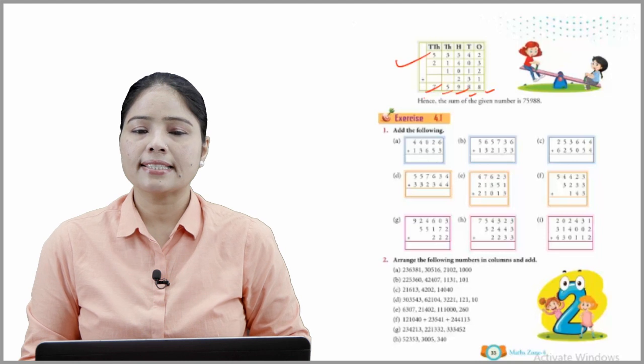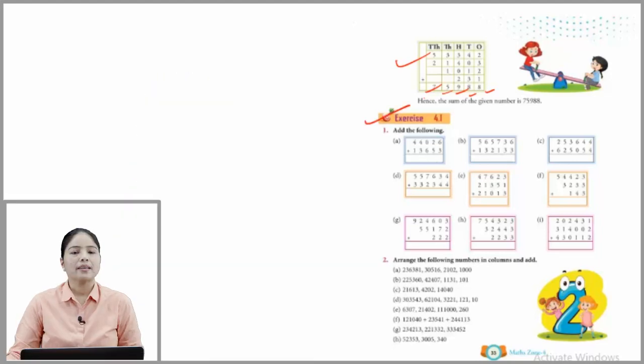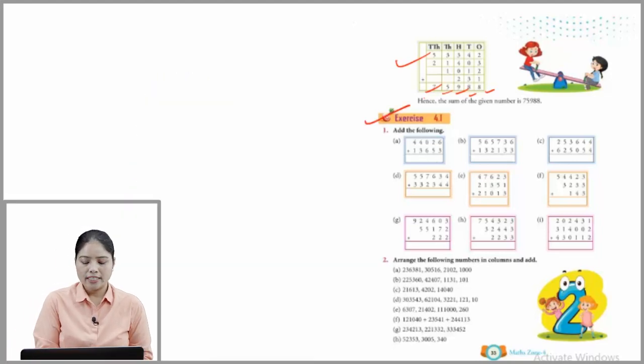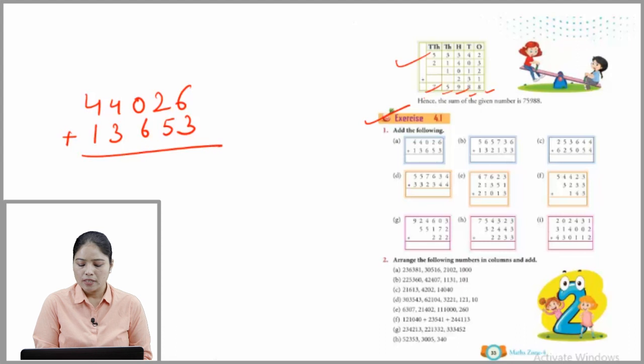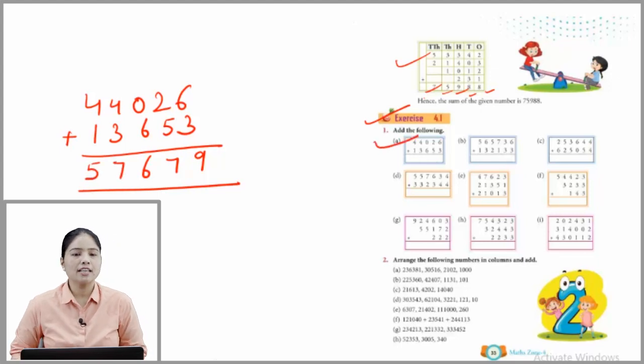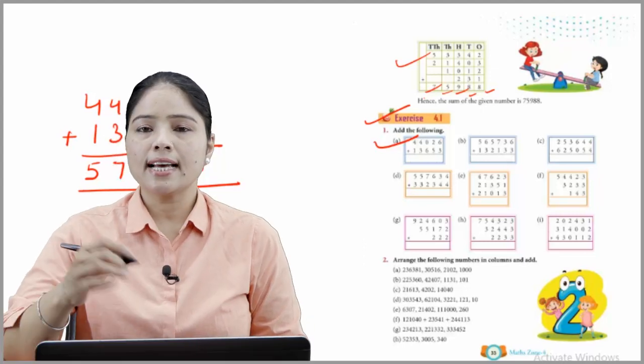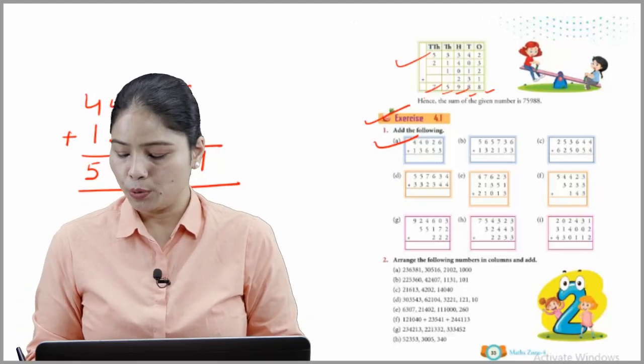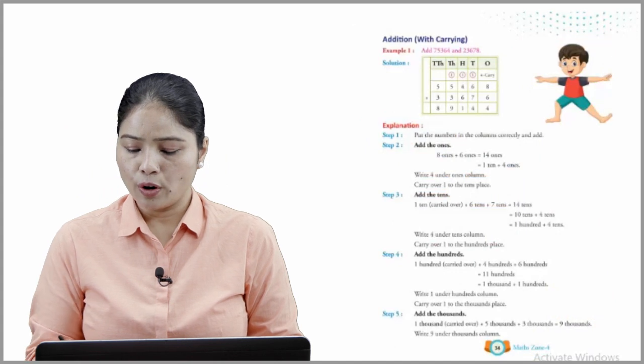So now move on to exercise 4.1. Add the following. So the first one is given, beta, 44026 and here it is given 1, 3, 6, 5 and 3. So add all the numbers. 6 and 3, 6, 7, 8, 9, 5, 4, 2, 7, 6 ka 6, 4, 5, 6, 7 and 4 and 1, 5. So this is the answer of that one. So these are the other questions. You have to do it on your own, beta. Okay. So now move on.